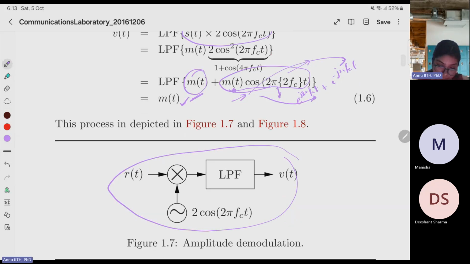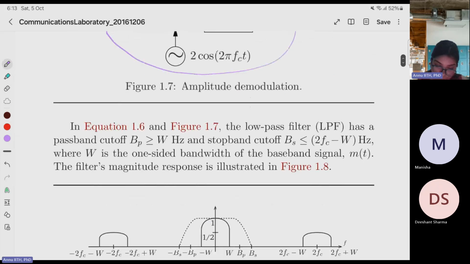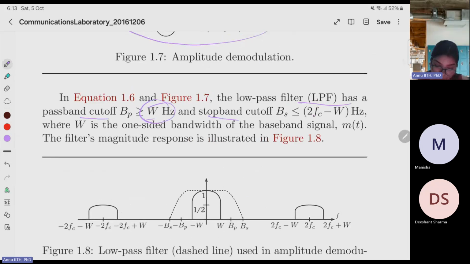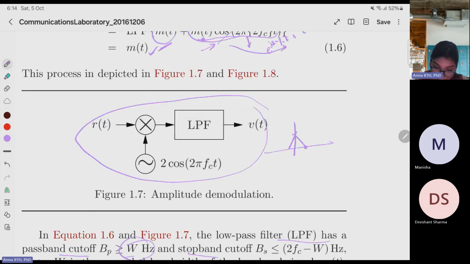Low pass filter has a pass band cutoff of greater than W hertz and stop band cutoff of 2fc minus W. Again, why pass band cutoff W hertz? Because only if you have this MT W, so the band pass filter should have this cutoff, right? And it should not, okay, minimum is this one, but it should not lead to 2fc minus W because we'll have another spectra as fc.